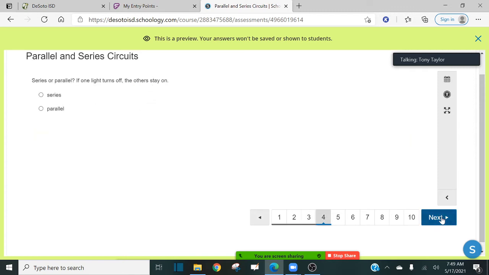Let's move on to the fourth one. Look at this one right here. If one light turns off, the other stays on. Is that evidence that we're wired in series or parallel? You guys should know this. Anybody want to tell me in the chat box? If one light turns off, the other stays on.